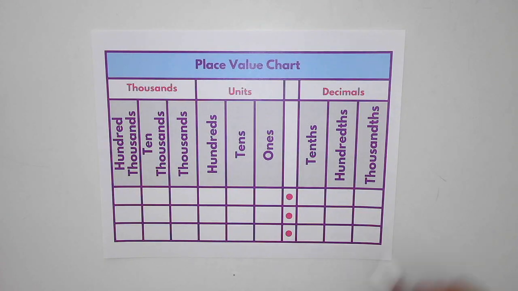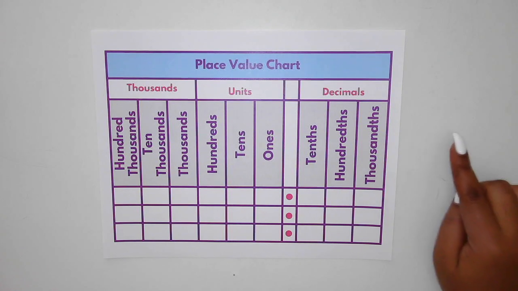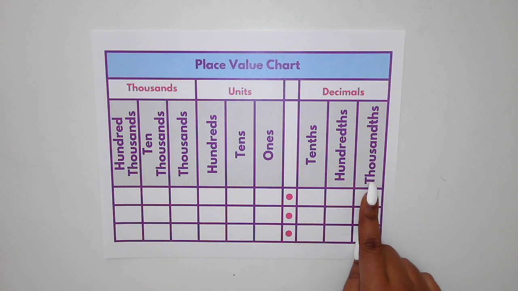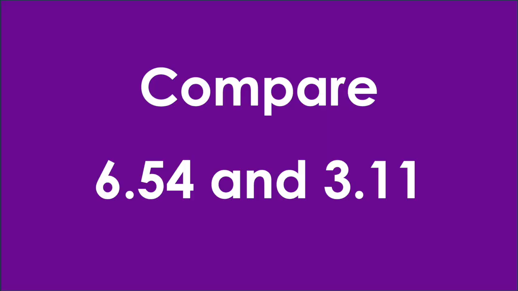Decimal place values do go beyond the thousandths place, but remember in the elementary grades, especially grade 5, students only work with decimal numbers to the thousandths place. Let's look at an example and compare the numbers 6 and 54 hundredths and 3 and 11 hundredths.